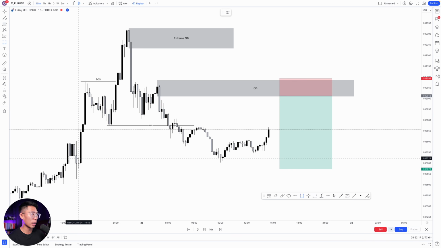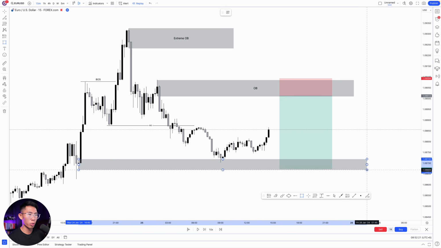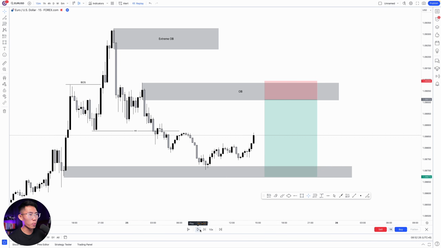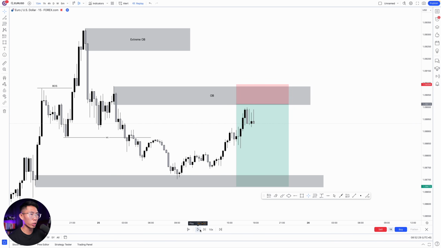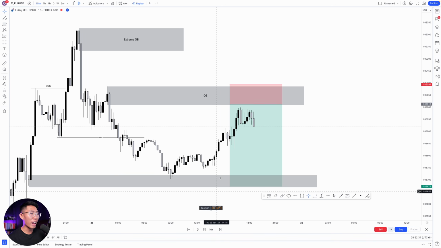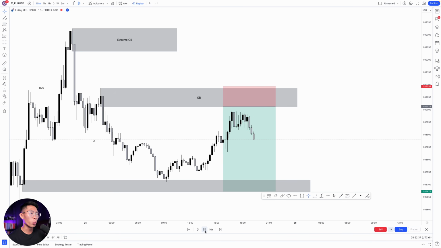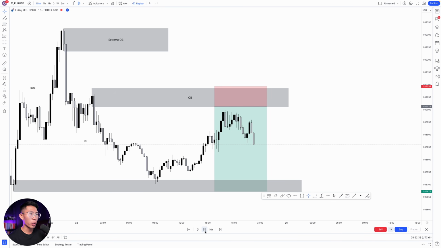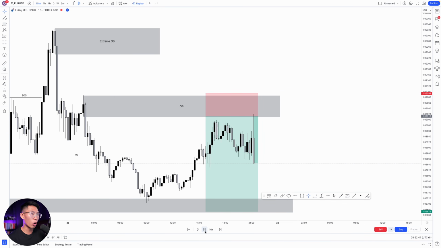You can see if you look towards the left, this is another inefficiency, and there's actually another order block right there. So right now we are still patiently waiting, and you can see price is slowly getting up to this order block right here, and it's not touching the order block yet. So we don't want to enter for the trade yet. So we still wait and wait patiently until price mitigates the order block right here.